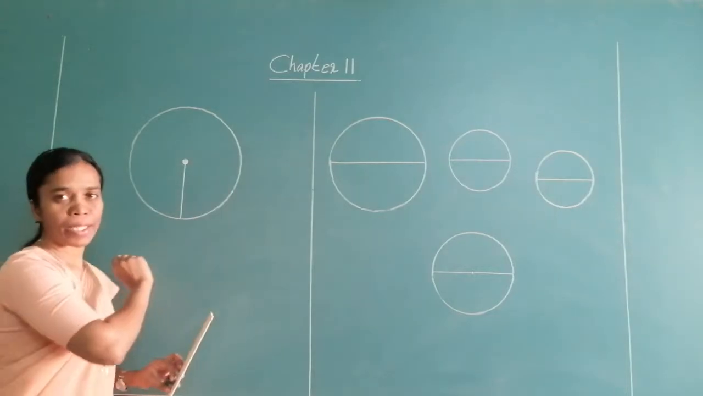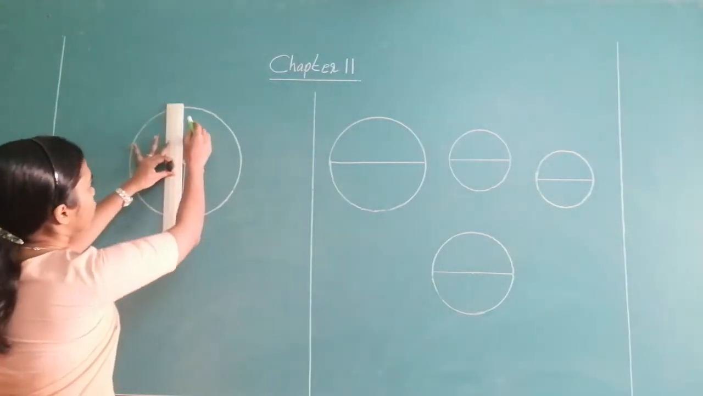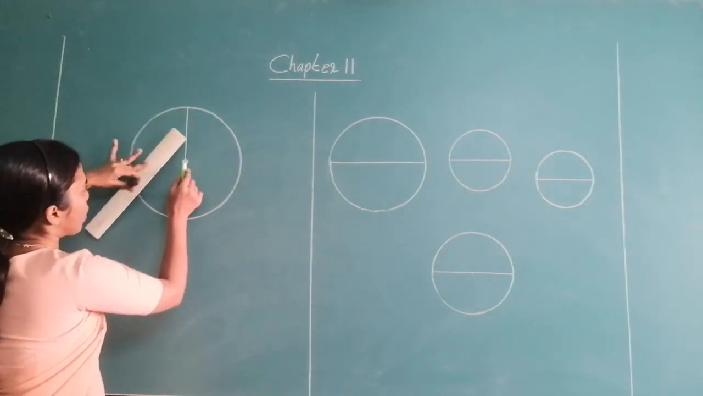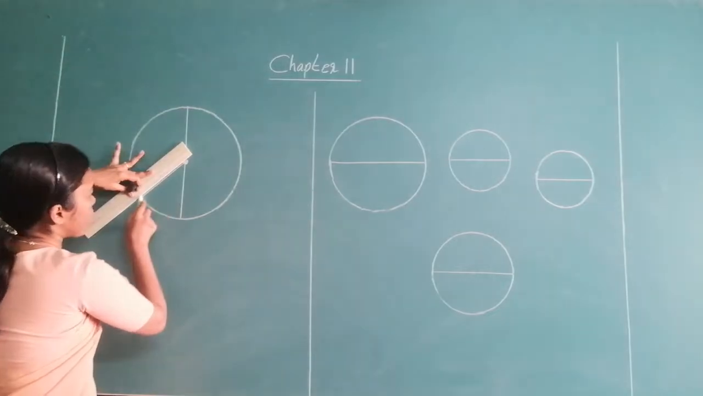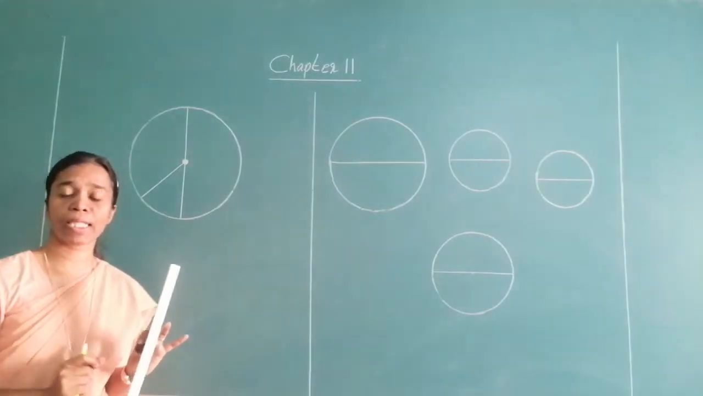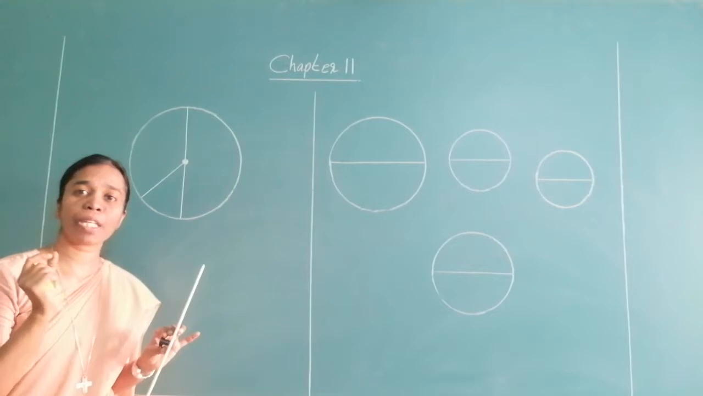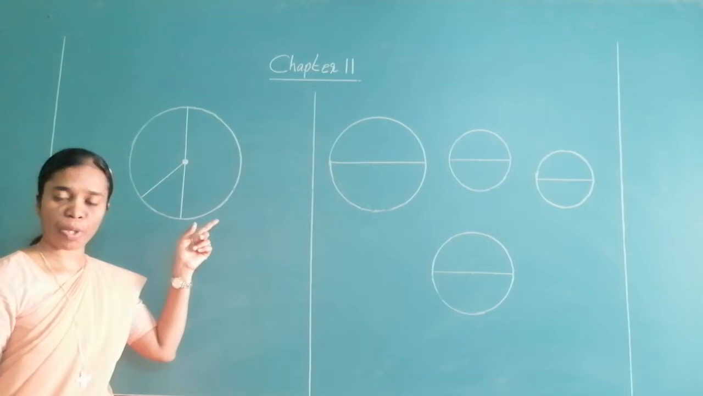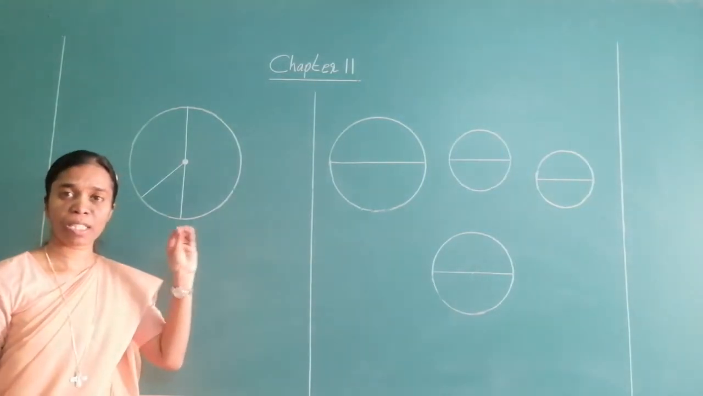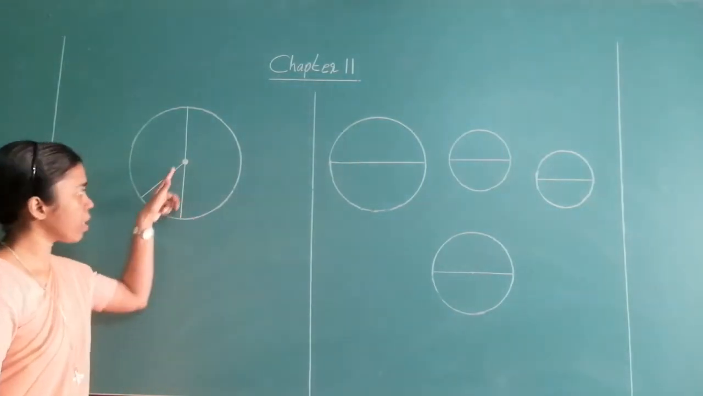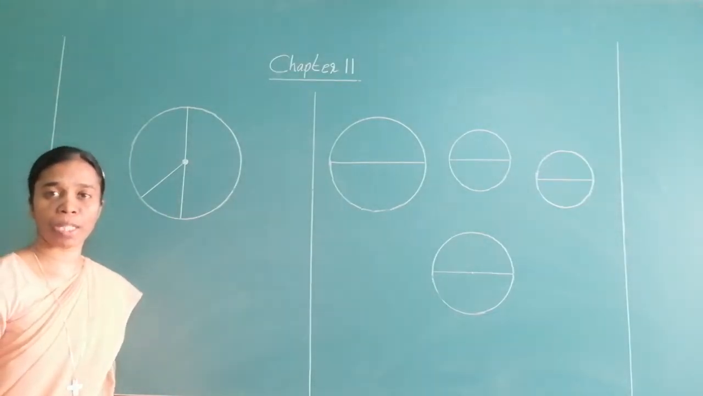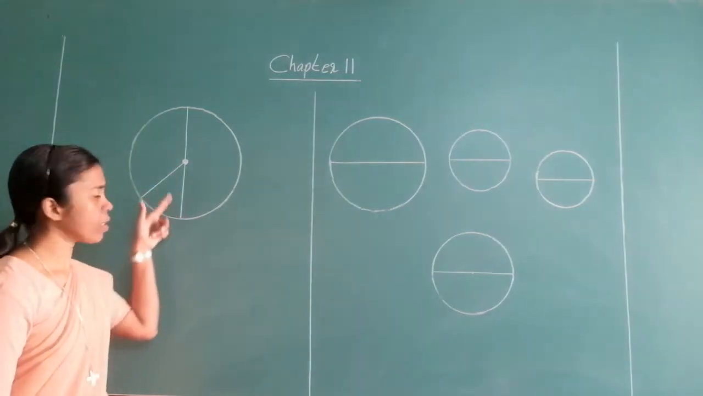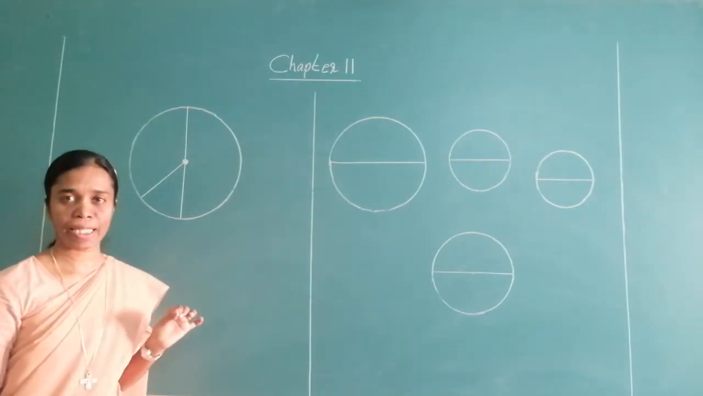If you measure the radius from here to here or from here to here, from wherever you want to measure the radius, you will see that the value of the radius is the same. It will be equal. That is what we say. A circle is a group of points or a set of points which are at equal distance from a fixed point. And that fixed point is what we call the center. And this equal distance is the radius.